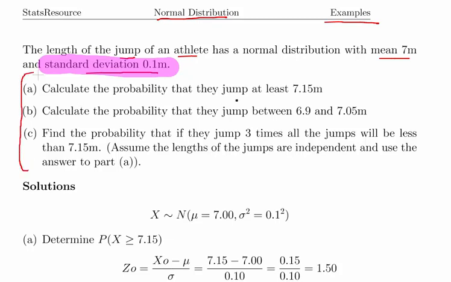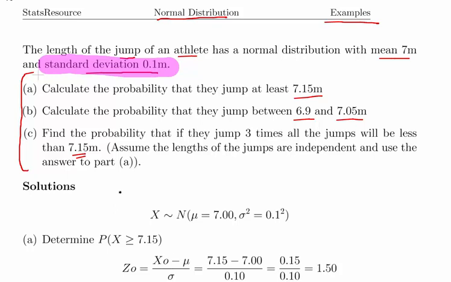Calculate the probability that they jump at least 7.15 meters. Calculate the probability that they jump between 6.9 and 7.05 meters. And then find the probability that if they jump 3 times, all the jumps will be less than 7.15 meters. Essentially you can use the answer in part A, and we get to assume that the lengths of the jumps are independent of each other.